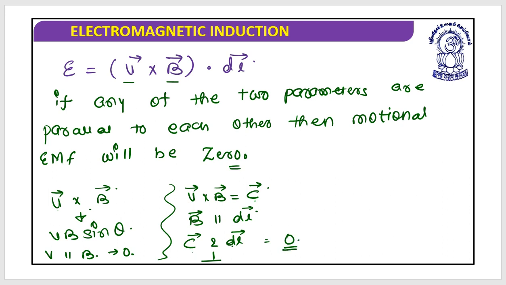Please keep this in mind every time. We have three parameters: V, B, and dL. We have three vectors. If any two of these three vectors are parallel to each other, that means its motional EMF will be 0 for sure. I hope this is clear.